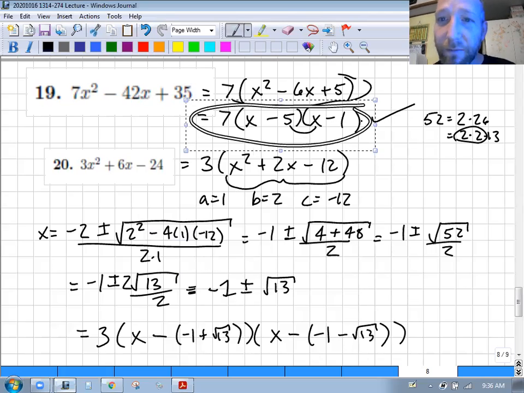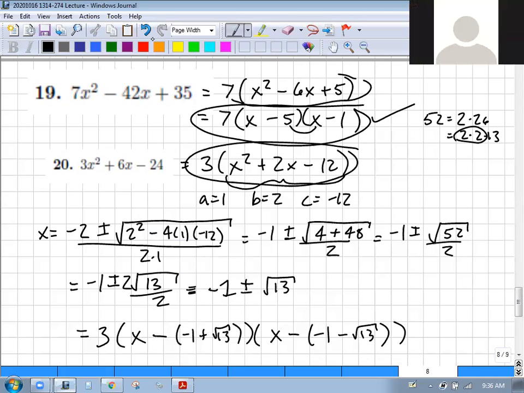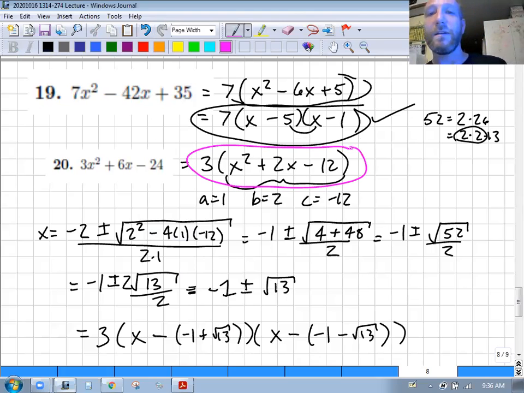Wait a minute, wrong problem. Like that. No, it's the other one. This one, right? Yeah, so you can't do anything other than pull a 3 out of there. Not a lot you can do.